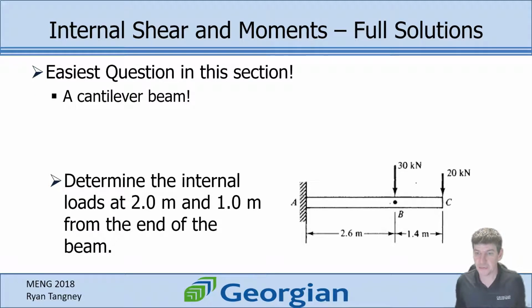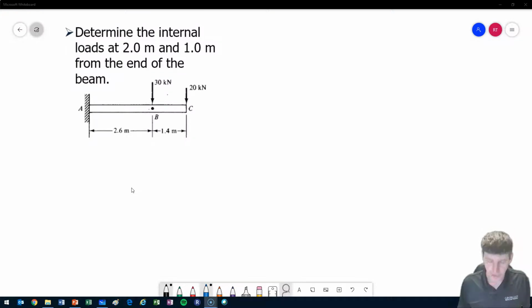So this cantilever beam has a couple of loads on it, 30 kilonewtons and 20 kilonewtons, and it's attached to the wall at A. And so I've asked in this question, determine the internal loads at 2 meters and 1 meter from the end of the beam. Okay, so I got my question set up.